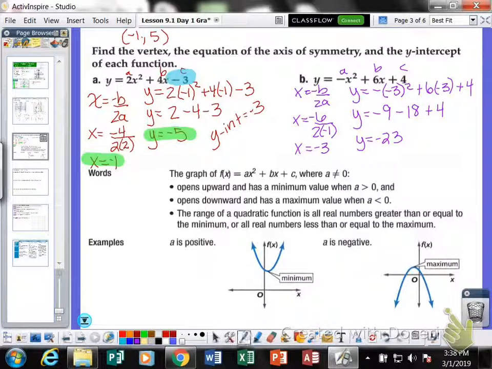So there's my ordered pair then. So my vertex is located at -3, -23, and my y-intercept is +4.